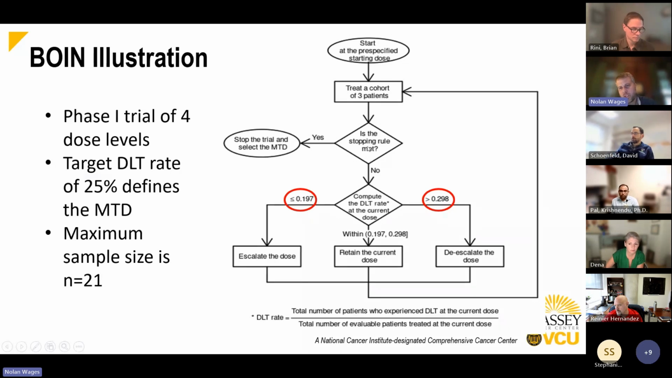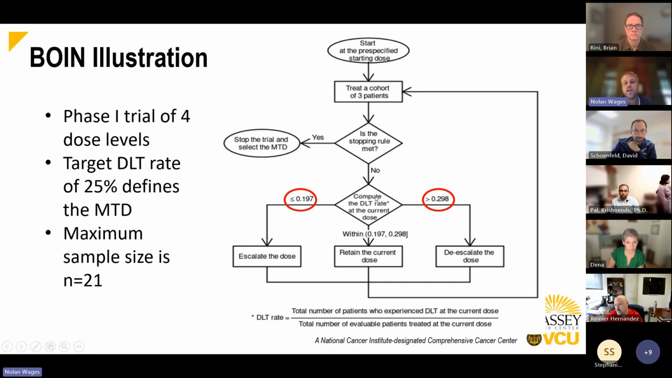We evaluate whether a stopping rule has been met. If not, we go down here, and here's where the red circles are. This is the basis of the design. We're going to compute the DLT rate at the current dose level. So how many DLTs do we have at that dose, and how many patients have we put at that dose level?